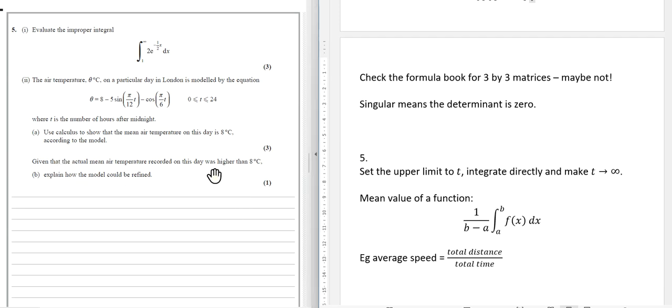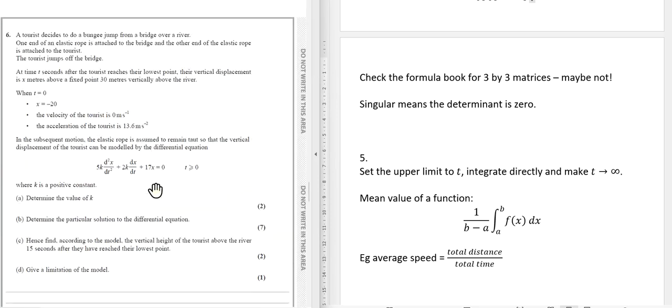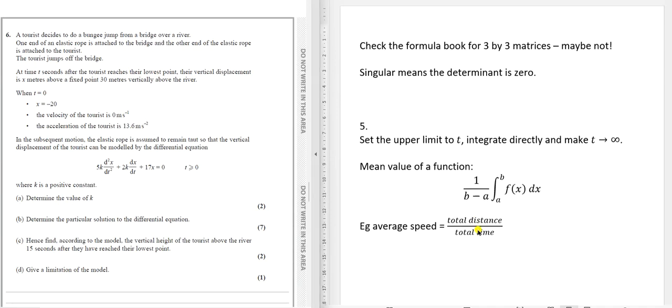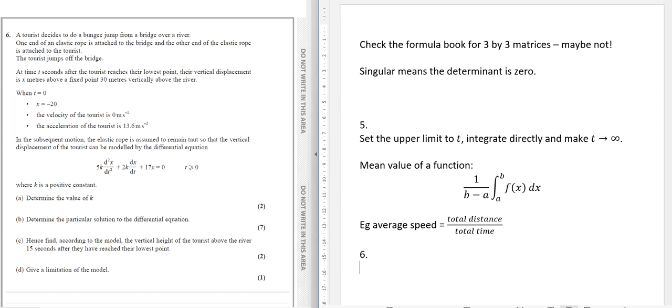And then given that the actual mean temperature was higher than 8, explain how the model could be refined. That's a detail we can get to later. Let's look ahead at question 6. A tourist does a bungee jump from a bridge onto a river. This one is skipping ahead to the differential equation that I can see.